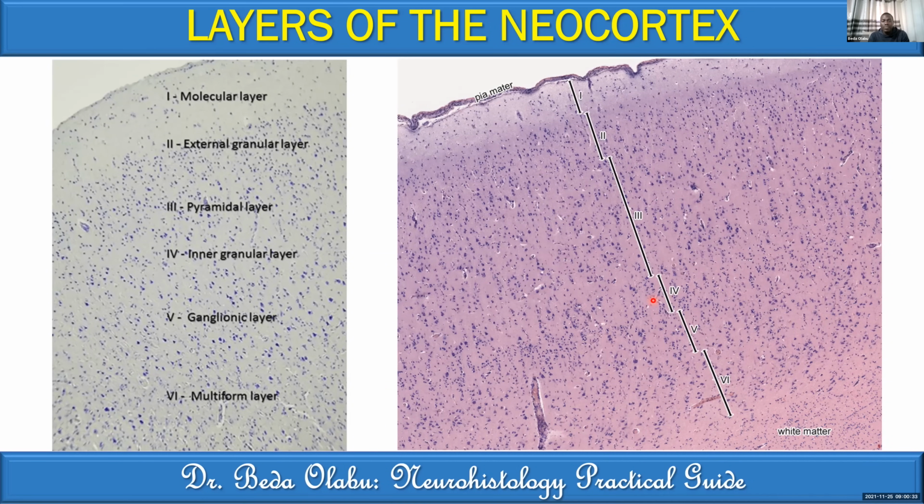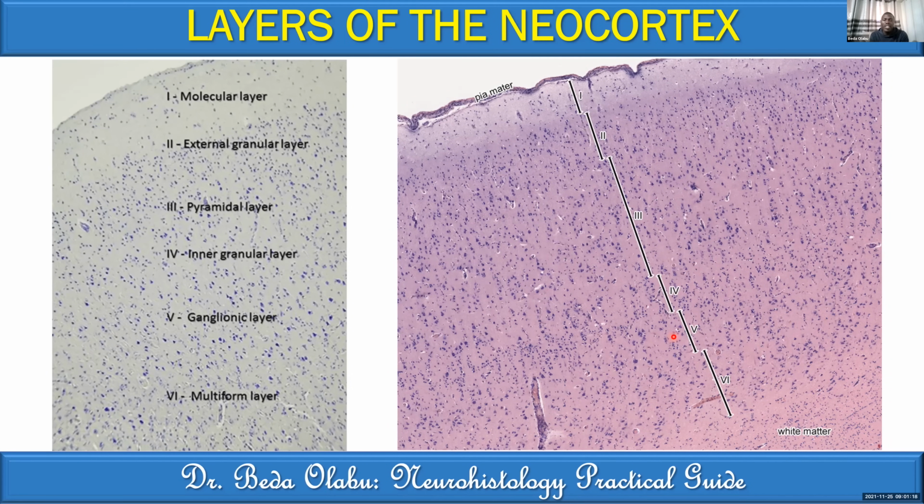Now layer 5. Layer 5 is the one we call the inner pyramidal layer, otherwise known as ganglionic layer. Layer 5 contains large cell bodies of neurons, pyramidal neurons, which leave the cerebral cortex to go to other regions. Therefore, layer 5 is the cortical output center. It gives rise to neurons which go to other regions. Those other regions are regions outside the cerebral cortex.